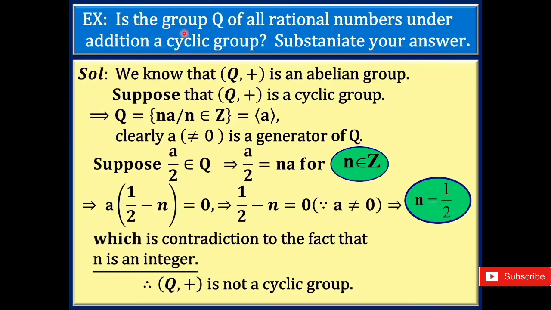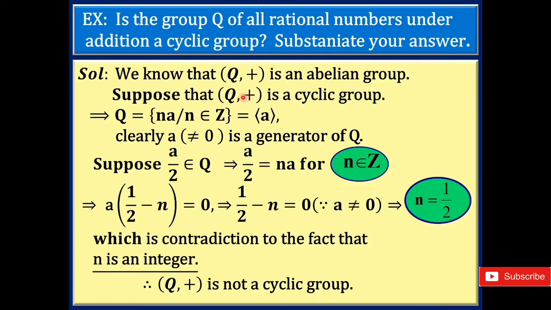Example: is the group Q of all rational numbers under addition a cyclic group? Substantiate your answer. Solution: we know that the set of rational numbers forms a group with respect to addition. It is also an abelian group. Now we verify whether (Q, +) is a cyclic group or not. If possible, suppose that (Q, +) is a cyclic group. That means (Q, +) has a generator.